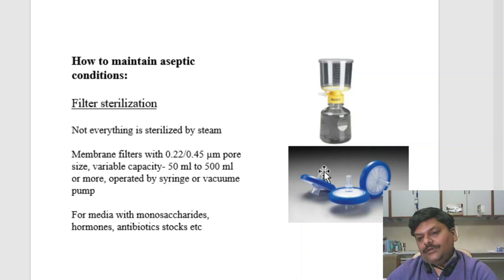Two types of filters are available. Bottle top filter: we put our media on top of this bottle top filter, we provide vacuum, and the sterilized media is collected in the bottle at the lower part. Sometimes if we are not dealing with very big volumes, say for example if we need to sterilize only 5-10 ml or 20 ml of a nutrient media, then these small filters are available which can be fit on plastic syringes, and by putting pressure from our fingers, whatever passes through these filters gets sterilized.